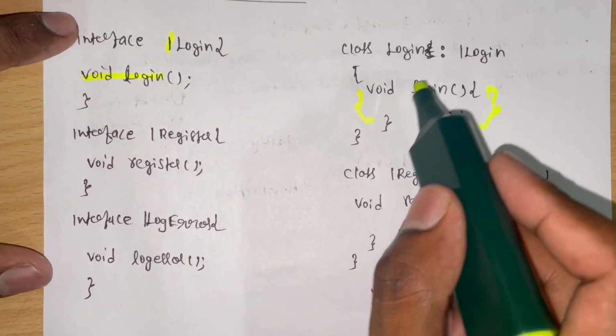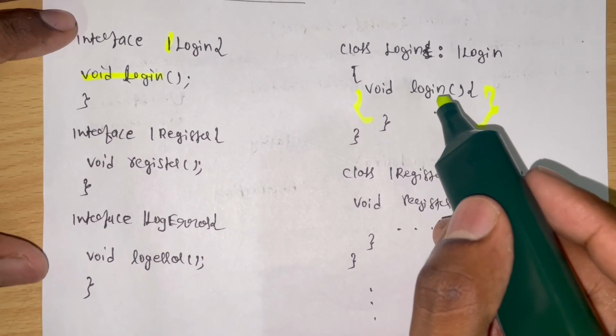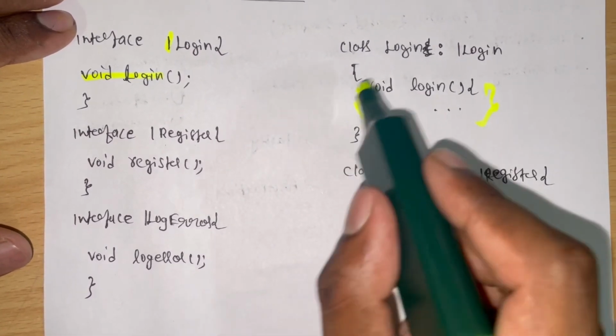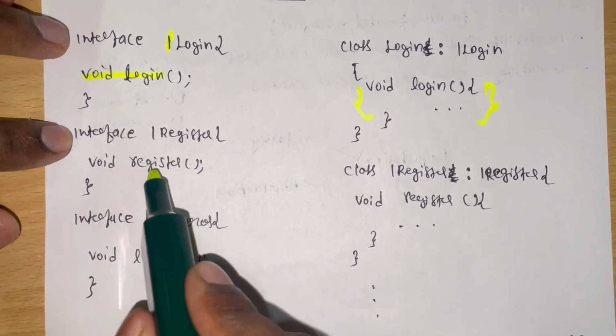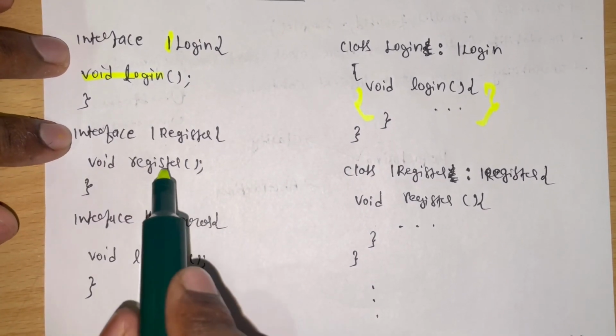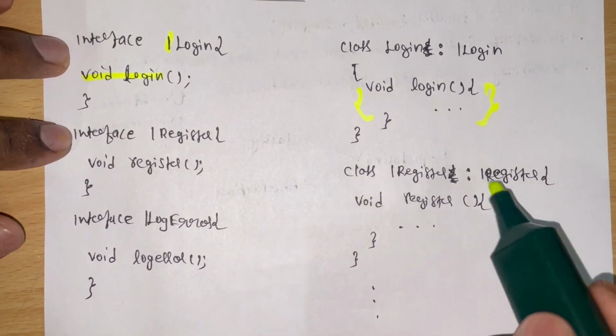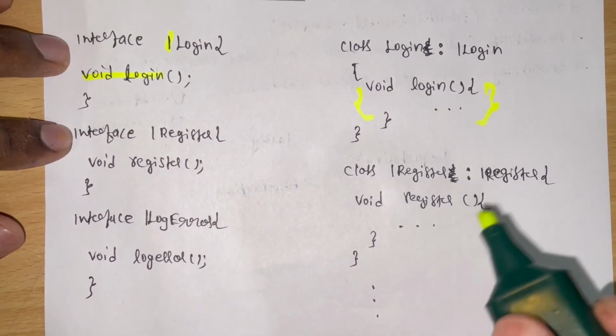So this login method will be implemented. That means it has only single responsibility in this class. Similarly, for iRegister, which is an interface, has a method called register. Now this iRegister is being extended.